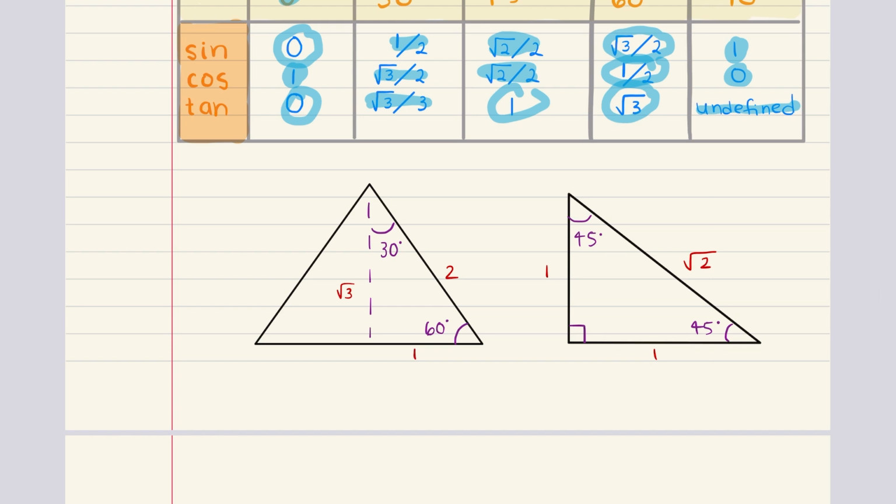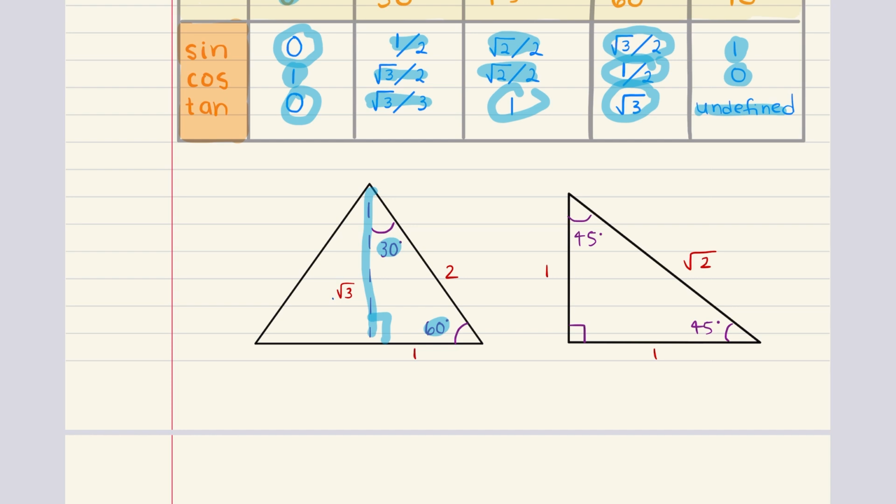The first thing we want to talk about is the 30, 60, 90 triangle. The 30, 60, 90 degree triangle is a special right triangle that is derived by splitting an equilateral triangle down the middle. An equilateral triangle is a triangle where all of the angles are 60 degrees and all of the sides are equal. When we split an equilateral triangle down the middle, we're going to have one angle that's 30 degrees, one angle that's 60 degrees, and one angle that's 90 degrees.